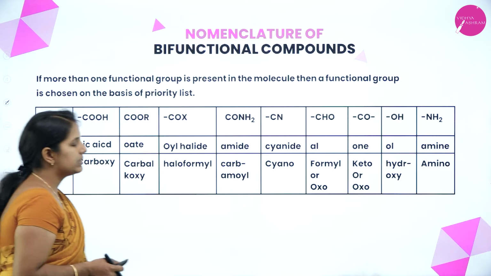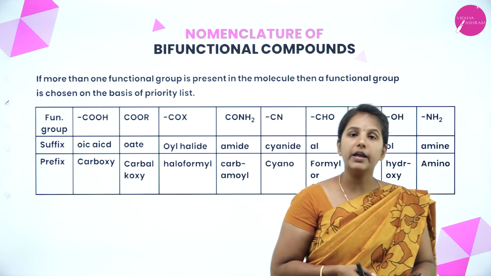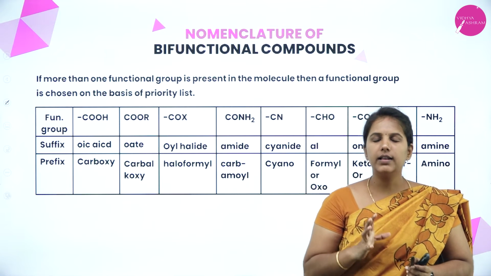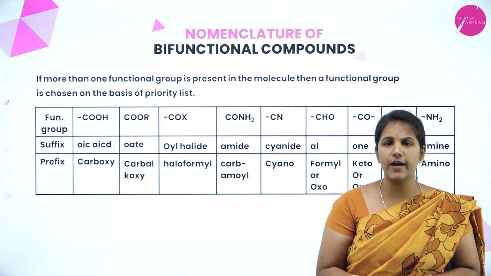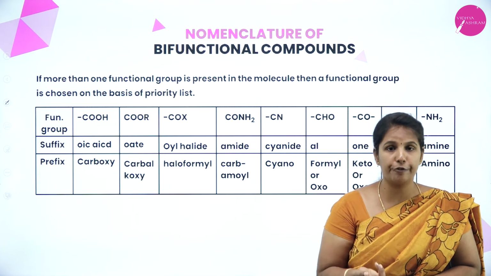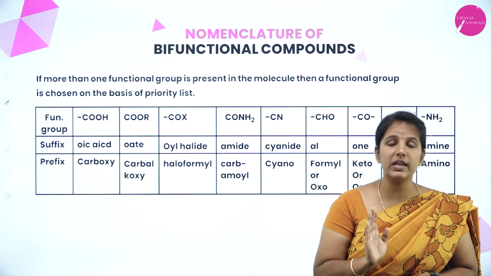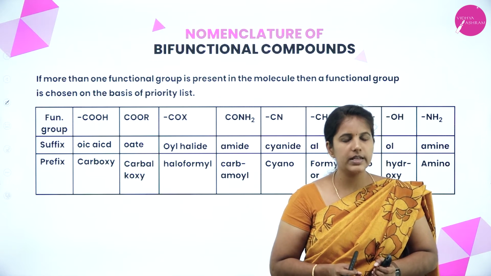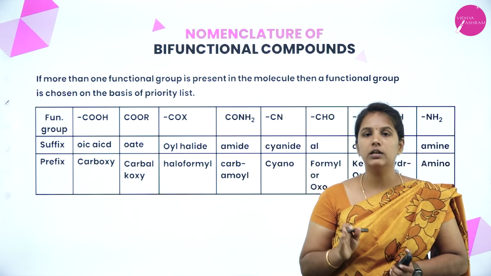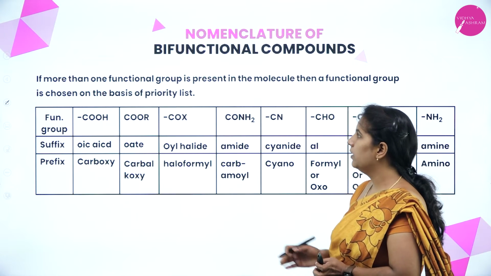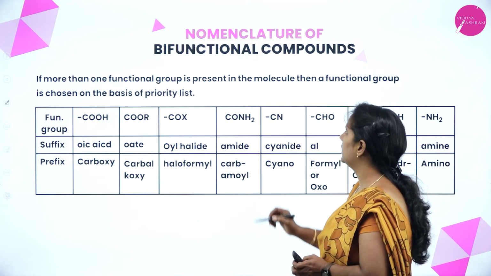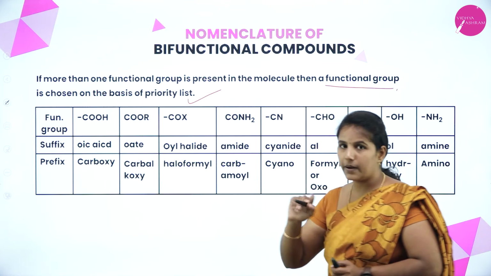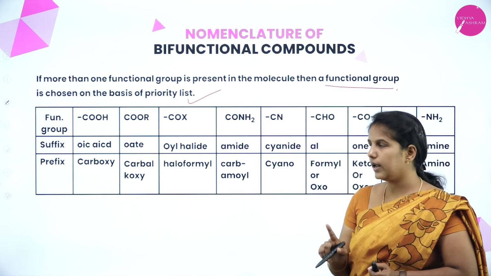Next, we have the nomenclature of bifunctional organic compounds. What does bifunctional mean? In a given organic compound, if more than one functional group is there and they are not the same, they are different. In such a situation, how to give the naming and preference, there is a separate rule in the IUPAC. If more than one functional group is there in the given molecule, then one functional group will be chosen according to the priority list. So, we have to go with the priority list.